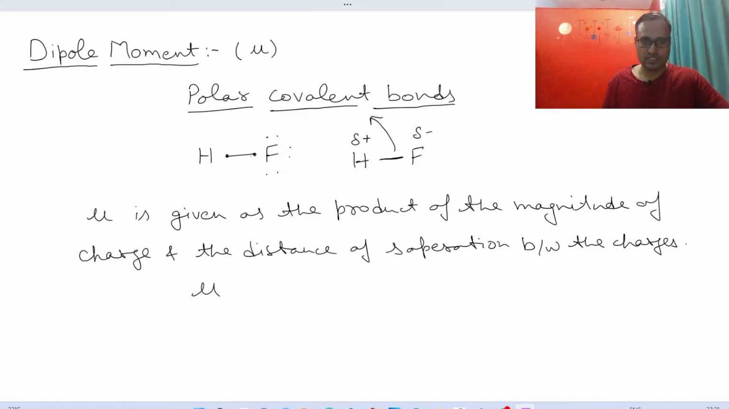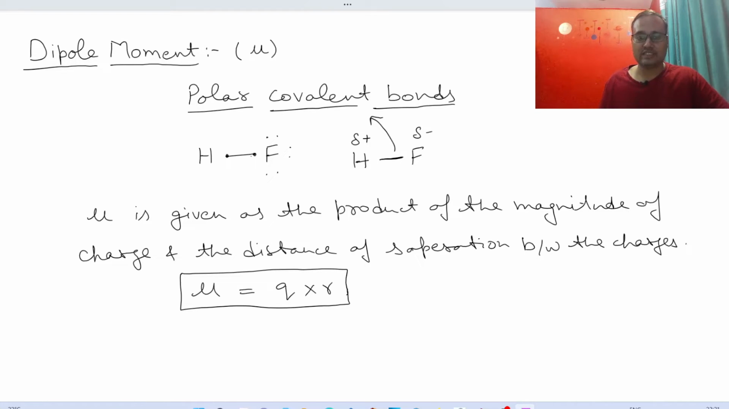So mu can be written as q, if we represent the charge with the alphabet q, and let r be the distance between them. So mu can be written as q into r or q into d. Sometimes this distance is represented by the symbol d. So mu can be written as q into d or q into r. It is measured in the units of debye.